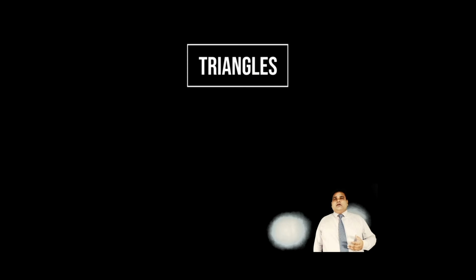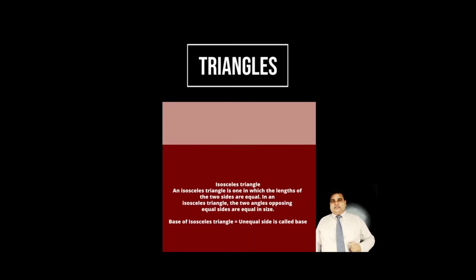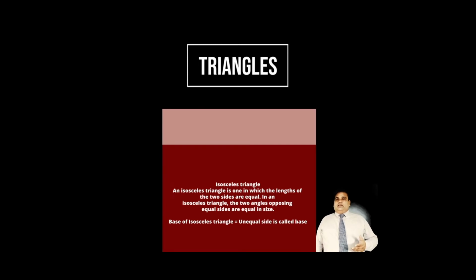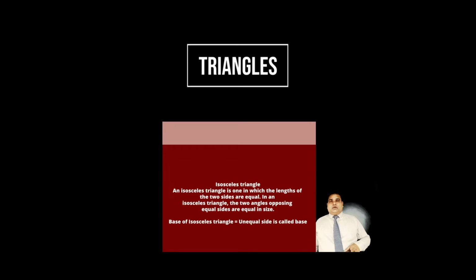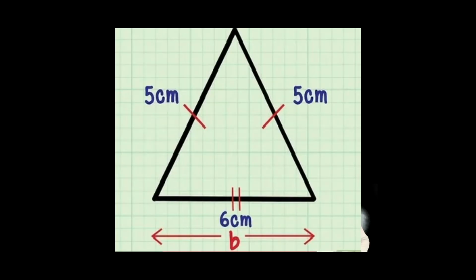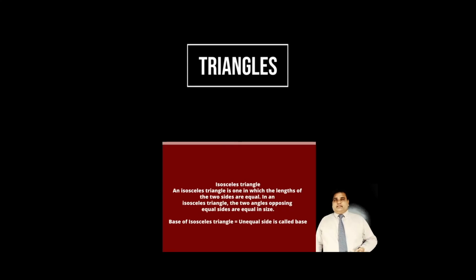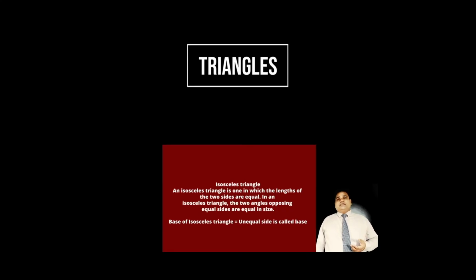Concept number 27, isosceles triangle. So what is an isosceles triangle? An isosceles triangle is one in which the lengths of two sides are equal, and the two angles opposite the equal sides are also equal in size. Simple concept: in an isosceles triangle two sides are equal and two angles are equal, but remember, those angles are opposite to the equal sides.